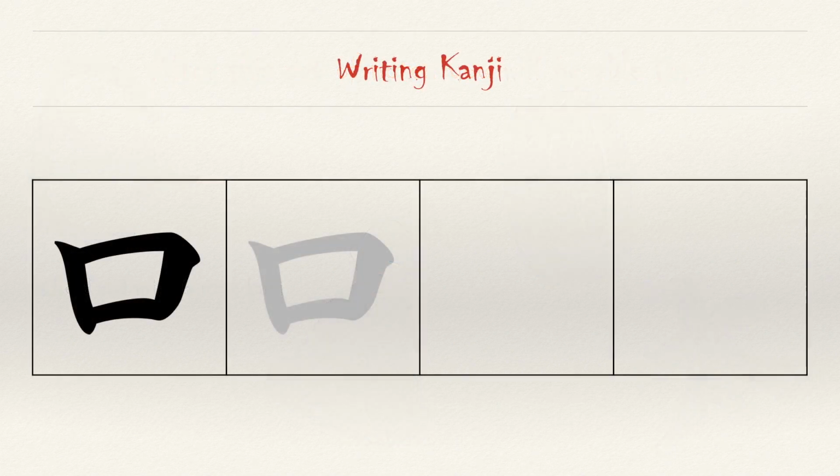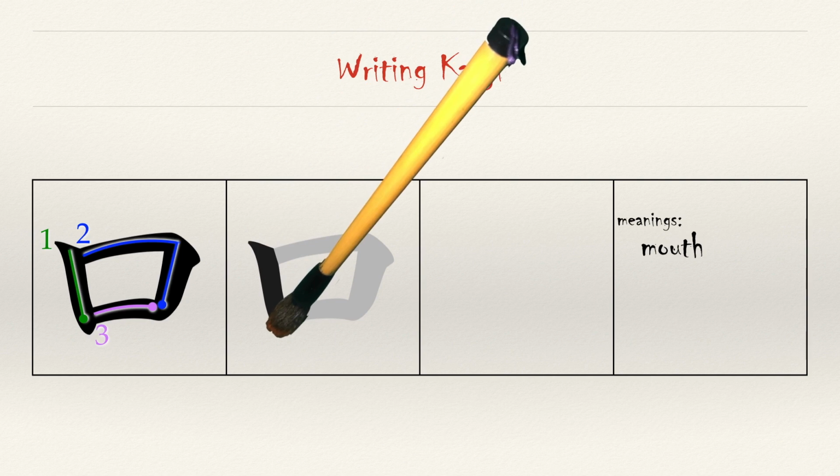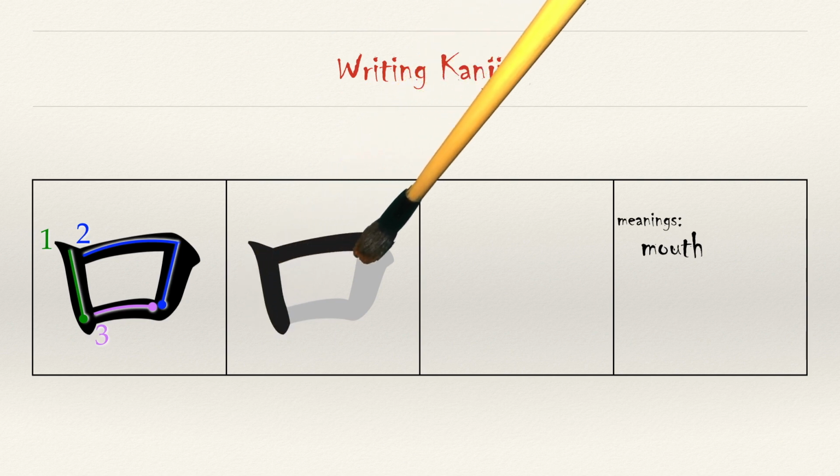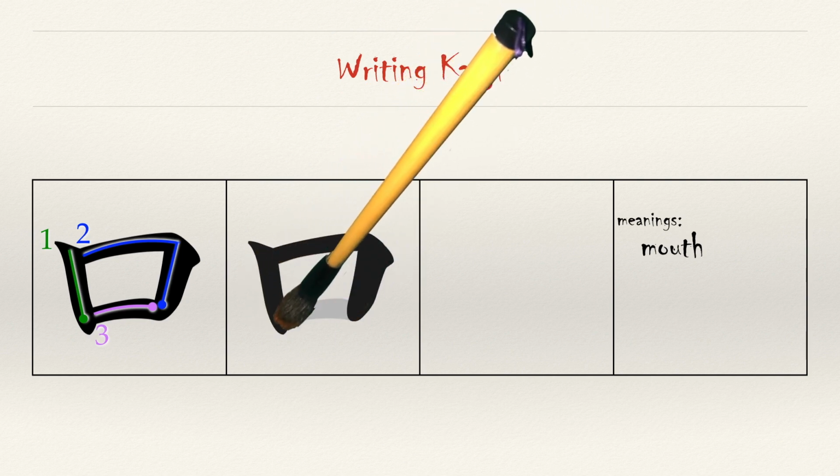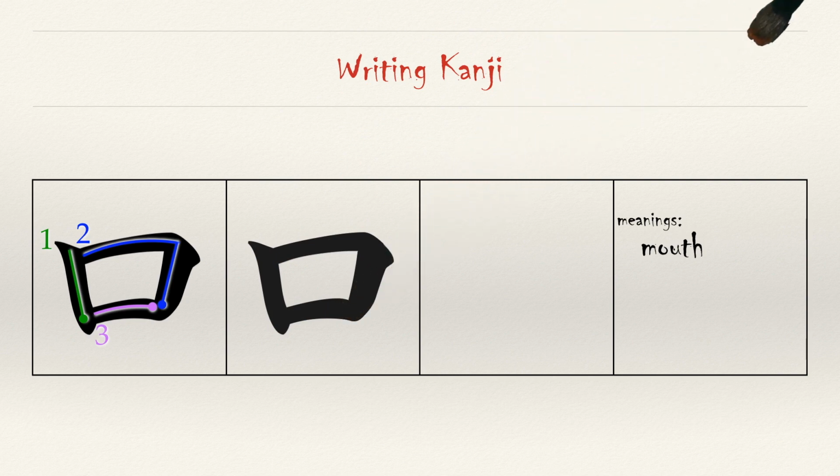Our first character today means mouth. It is only 3 strokes and is basically a katakana ro. I don't think we need to go into more detail than that. Let's write this together. The strokes 1 through 3 form a character that looks very familiar, the katakana ro. Only this time it's kanji.